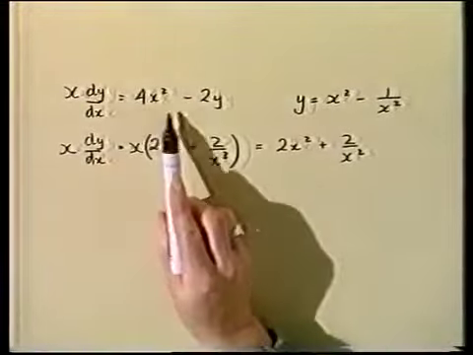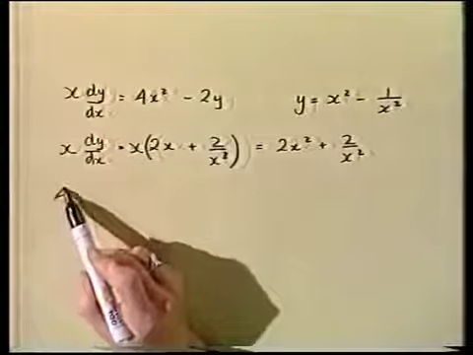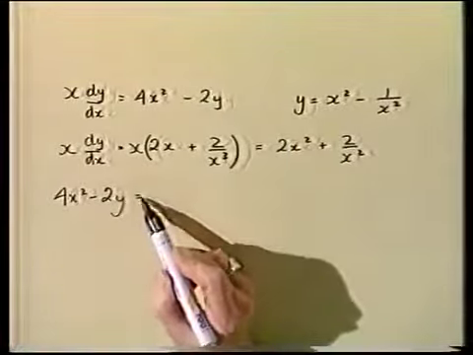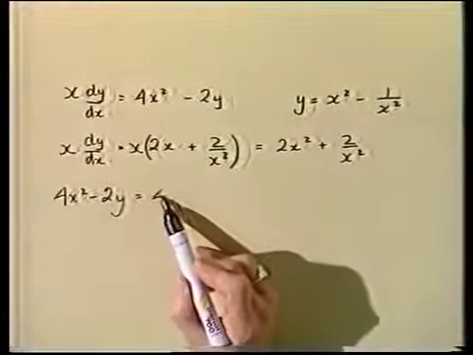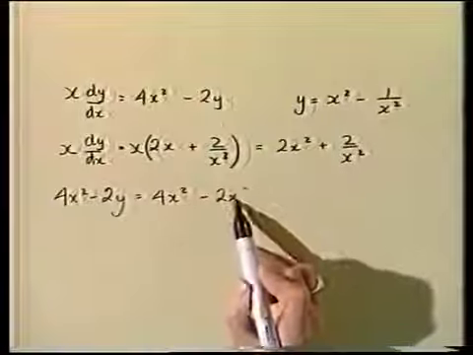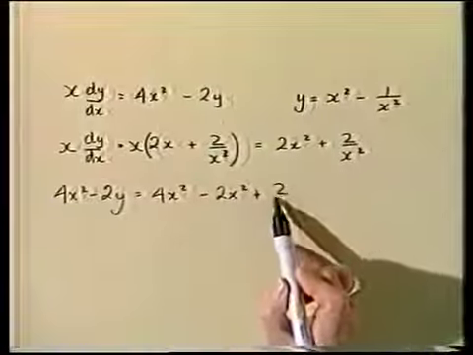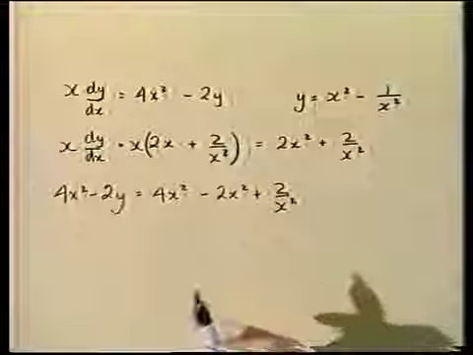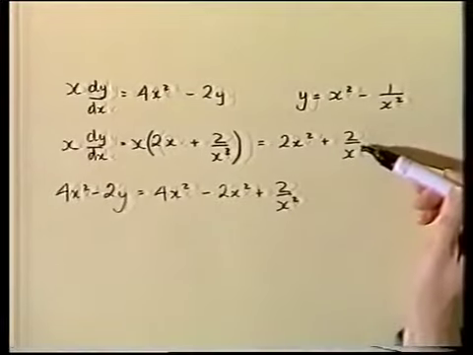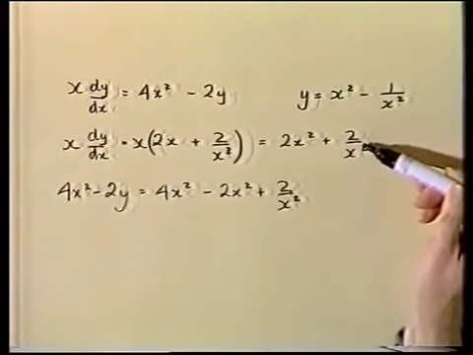Now the right-hand side of the equation was 4x squared minus 2y. Substituting in then, I've got 4x squared minus 2 times (x squared plus 2 over x squared). And you can see that if I combine these x squared terms, I get the same expression as I have here.